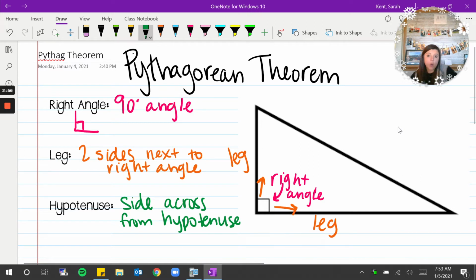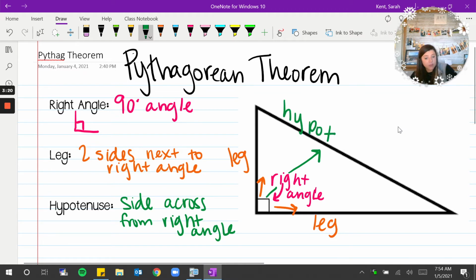And then our hypotenuse is going to be the side that is across from the right angle. So our hypotenuse is the side across from the right angle. Here we're going across from the right angle. This will be our hypotenuse. And that's always opposite the right angle, or across.